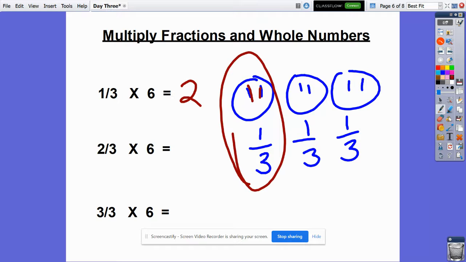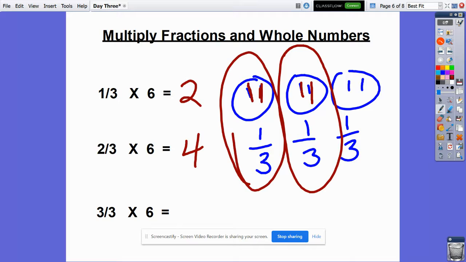I've already got 6 split into thirds, but I don't just need one group, I need 2 groups. So I have 1/3, 2/3. Let's count how much is in 2/3. 1, 2, 3, 4. 2/3 of 6 is 4. I split it into thirds and I counted 2 groups worth.